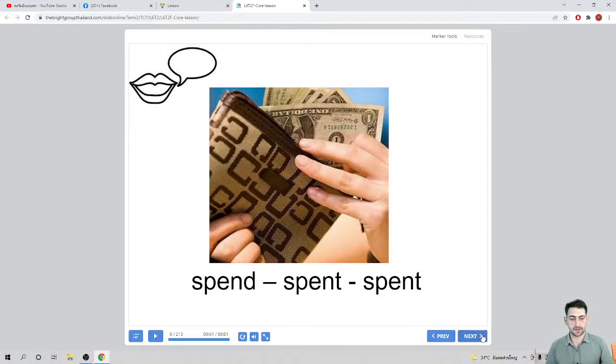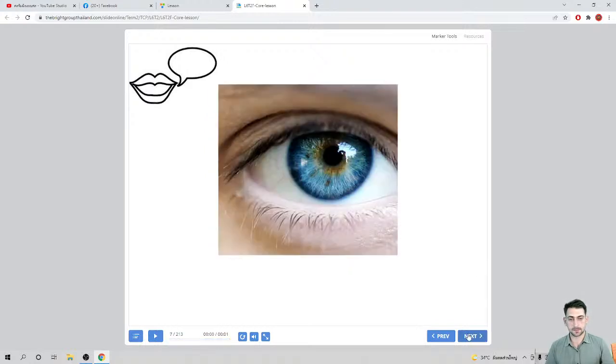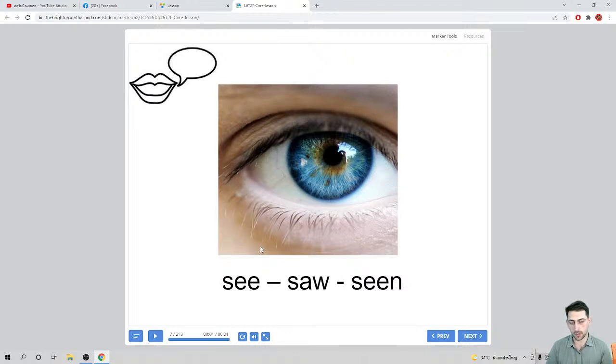All right, class, very, very good. Now let's move on to our next one. What can we see in our second picture? What is in picture number 2? Second vocabulary word of today's lesson is see, saw, and seen. All right, so we have the verb to see, which is the base form of the verb 1. We have saw for the past simple, which is the verb 2. And we have seen for the past participle.